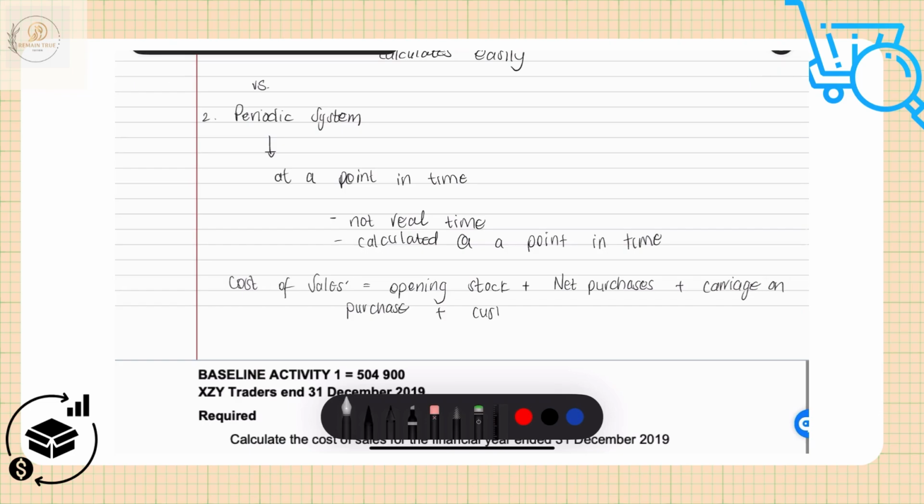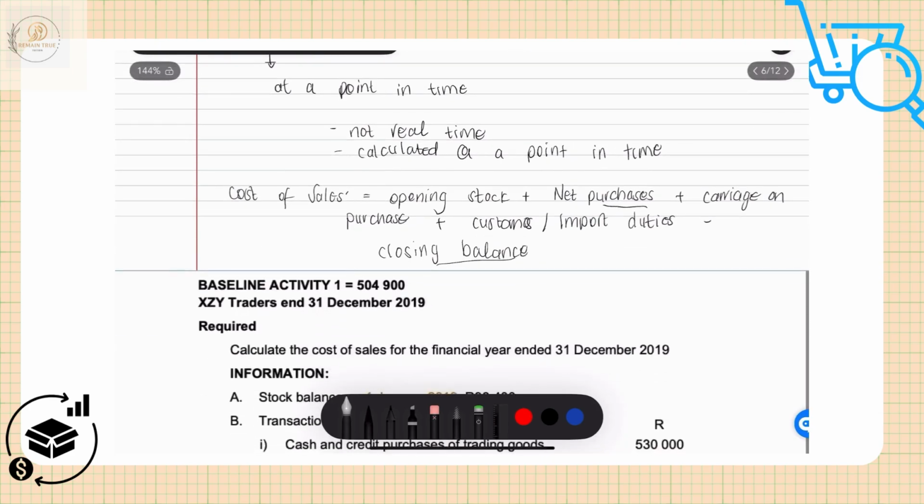plus customs or import duties, goods coming in. And lastly, less closing stock. What is left at the end of our period? What was not sold at the end of our period? So purchases bought, less what was not sold at the end of our period. Cost of sales for periodic at a point in time: what is the cost of our inventory?